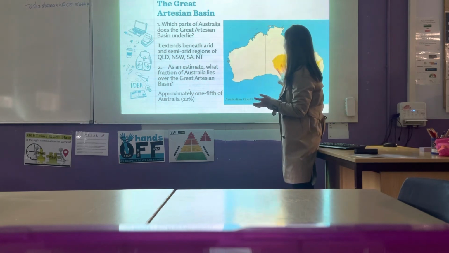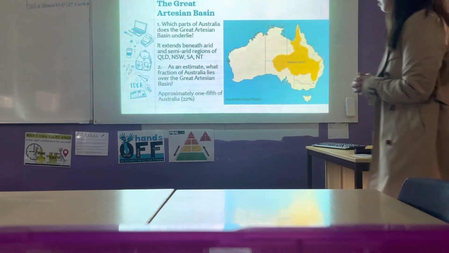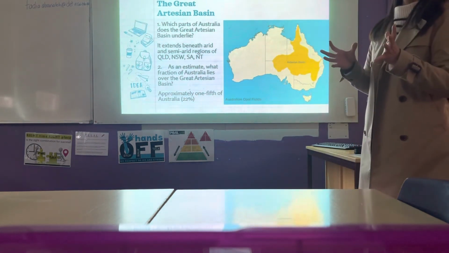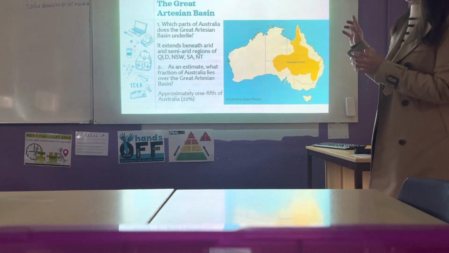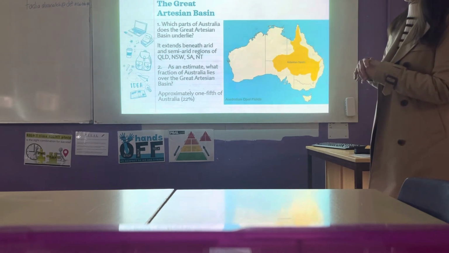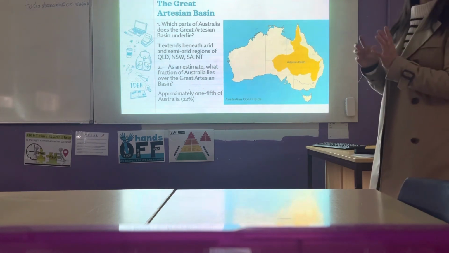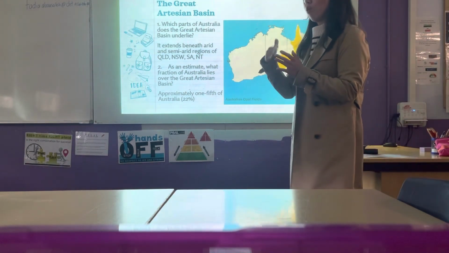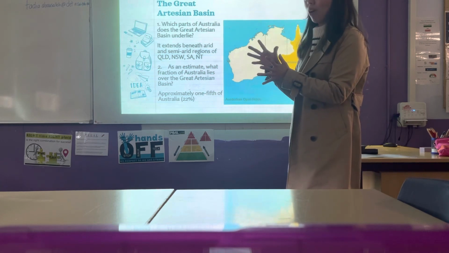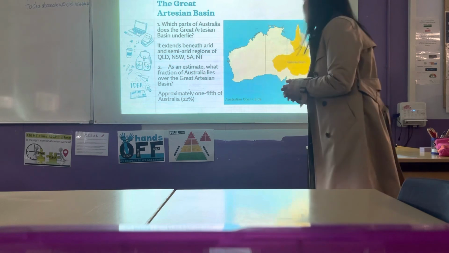Okay. So Australia has a great aquifer called the Great Artesian Basin, and it is actually in the arid and semi-arid regions of Queensland, New South Wales, South Australia, and Northern Territory. And sometimes they call this one the water in the desert. It's like water coming from the ground in a desert place.